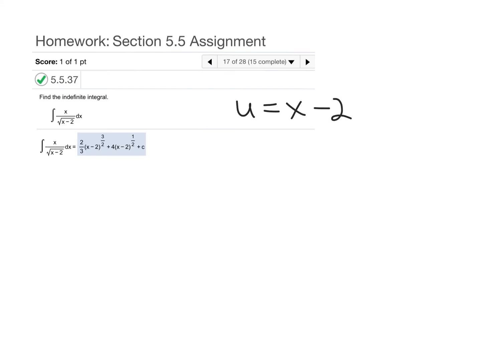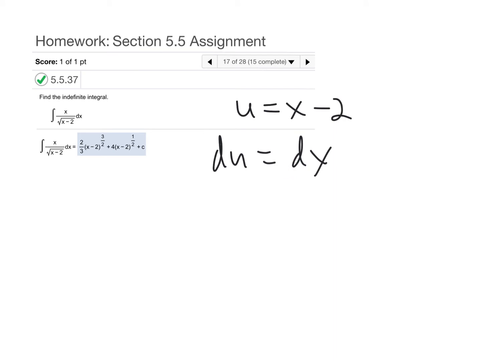Okay, so for this one, the natural thing that feels right to say is that u is what's underneath the square root. Unfortunately, when we take the derivative of that, we don't have an extra x to replace. See, we want to be able to replace that x with a dx. But the x disappears, so we're going to take the derivative of it.